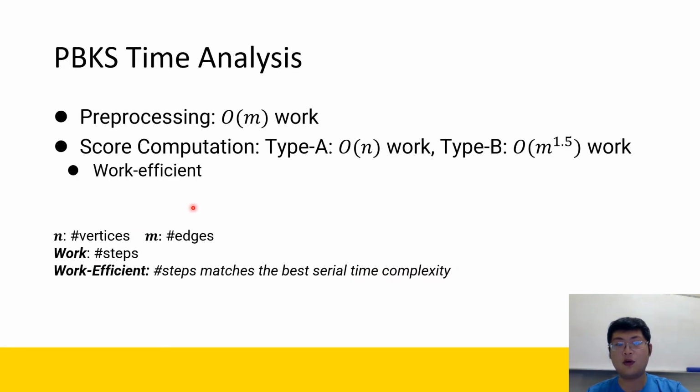Overall, we need pre-processing of O(M) work. Work is the number of steps. Then for score computation, we need O(N) work for type A and O(M^1.5) work for type B. Score computation is work efficient, which means the step matches the best serial time complexity.